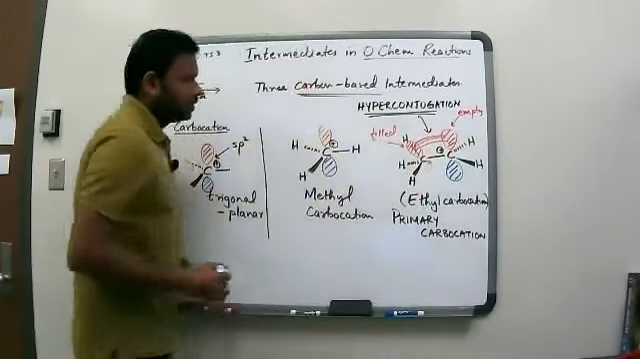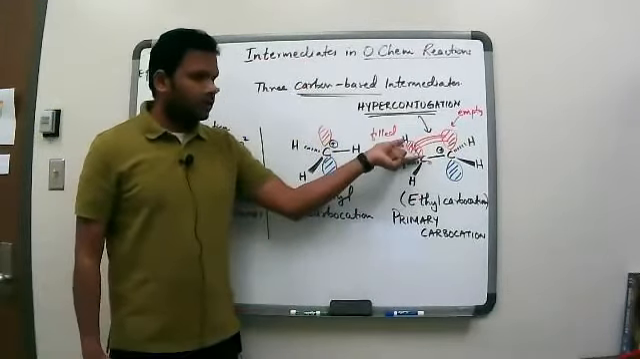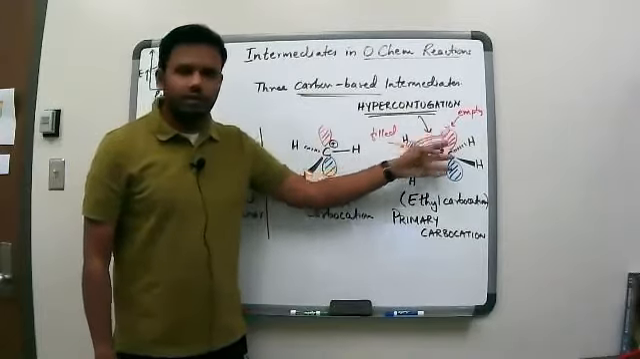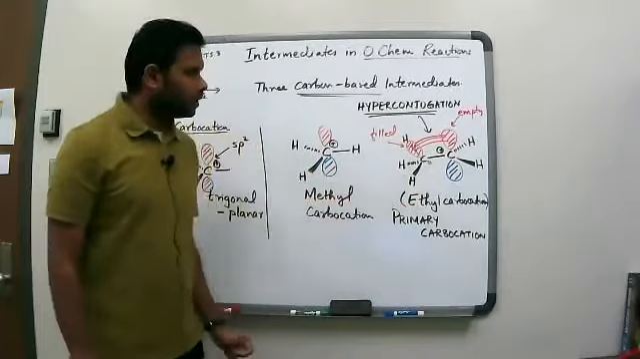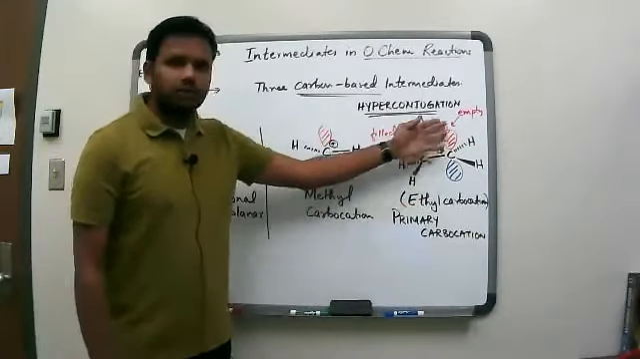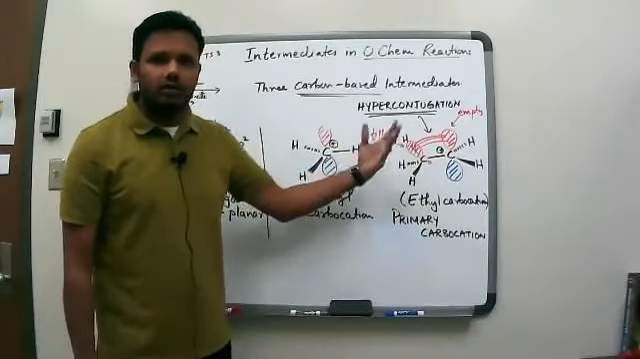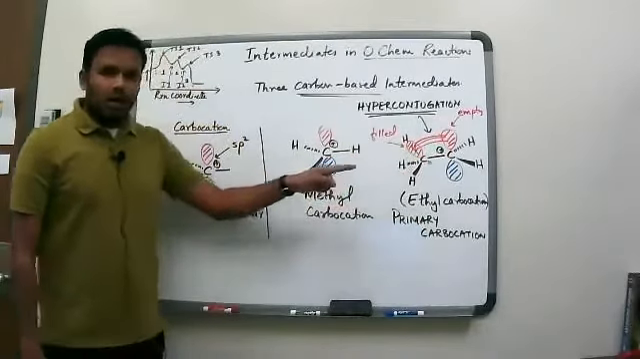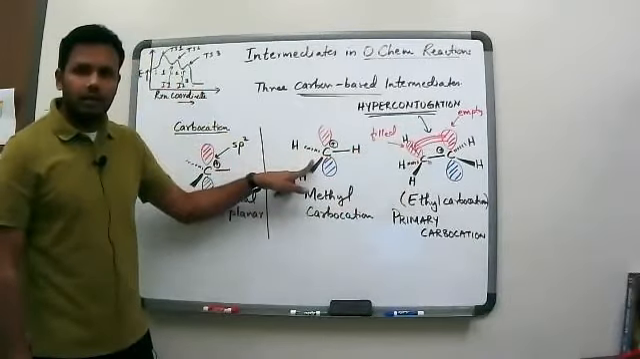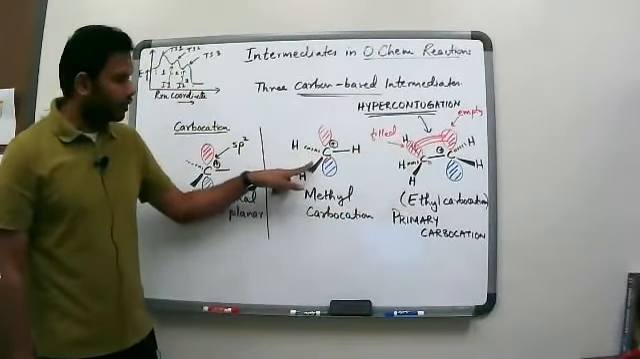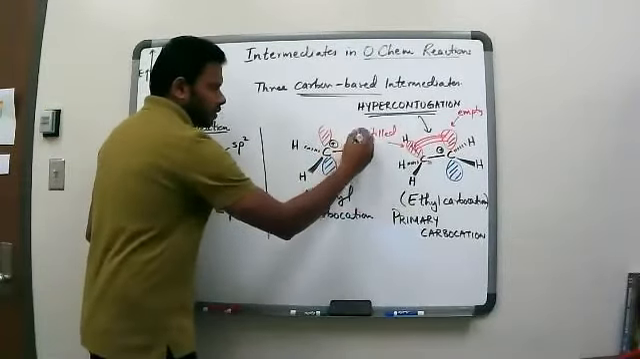Hyperconjugation, that's this effect. The sharing of electron density from a filled sigma bond with an empty p orbital in this particular sense would be called a hyperconjugation effect. And so the hyperconjugation is going to make this primary carbocation feel stable. Now, this hyperconjugation effect is not possible in a methyl carbocation because there's no sigma bond over here in space.